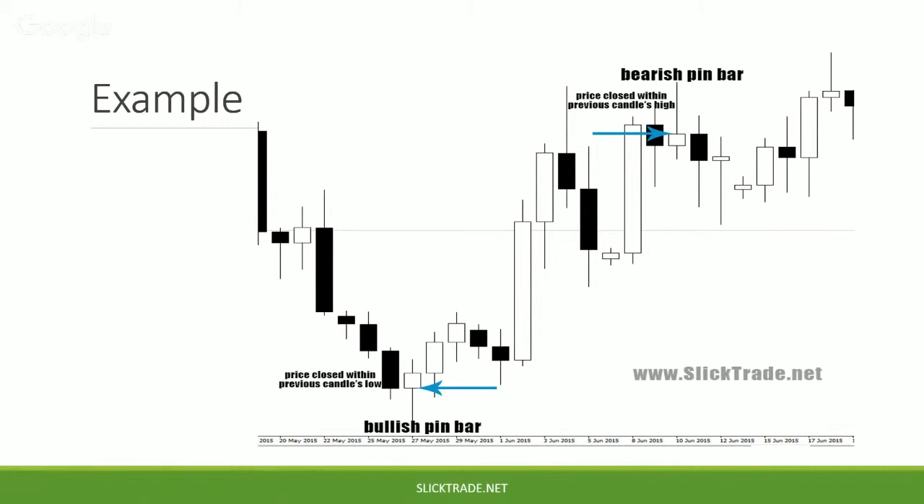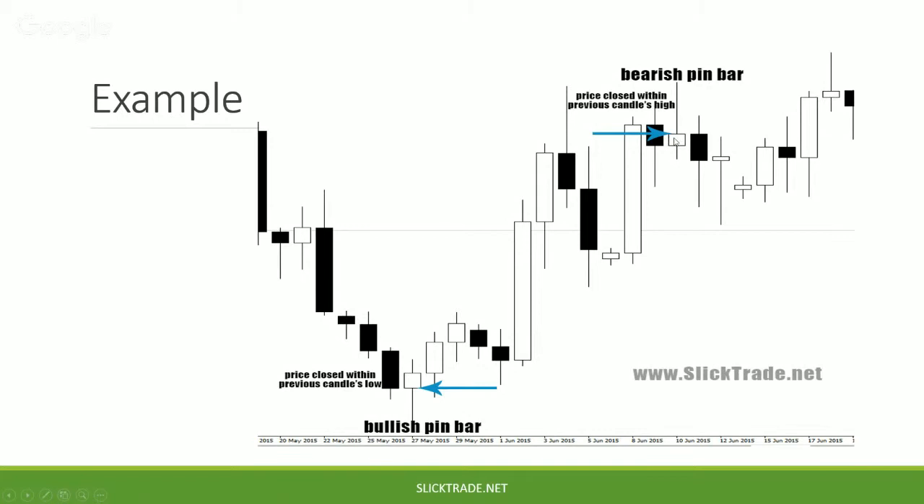So we have 2 examples here. Here is a bullish pin bar. Here's the previous candle. Now, price closed within this previous candle's low. Here's the low. And see the body, that's where price closed. Or it closed here, excuse me. But it closed within that previous low.